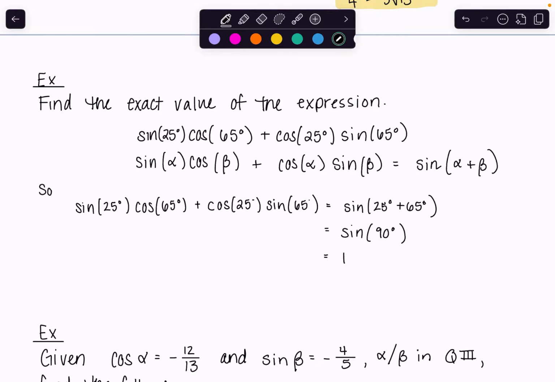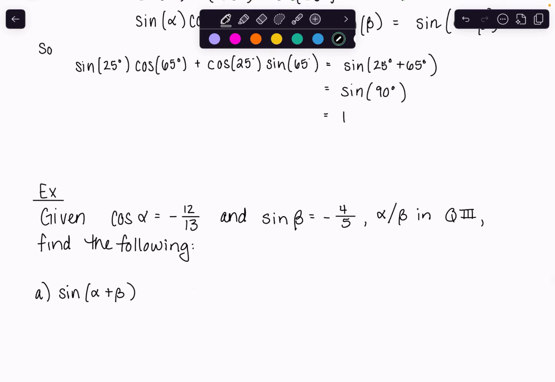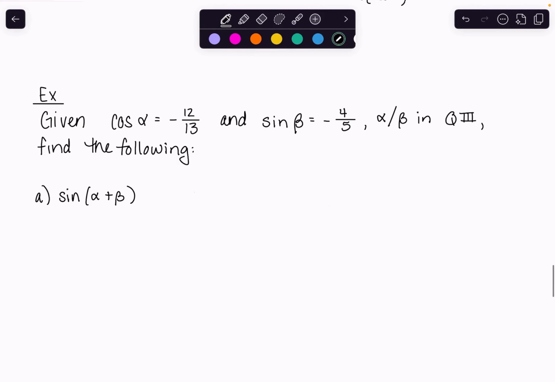All right, so I've got one last example tying all of this together now. Given that cosine of alpha is negative 12 over 13 and sine of beta is negative 4/5, and alpha and beta are both in quadrant 3, we're going to find the following. We're going to start by finding sine of alpha plus beta. So again, going to that formula, we get sine of the first angle, cosine of the second. The sine stays the same, and then I switch: cosine of the first angle, sine of the second.